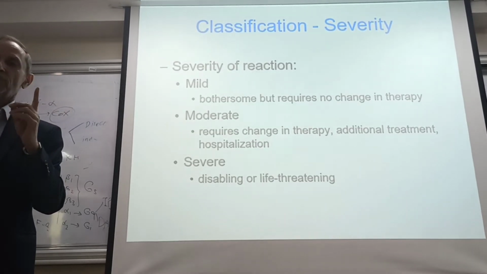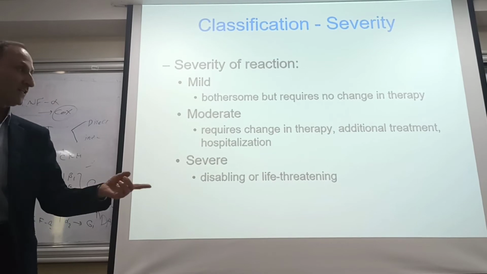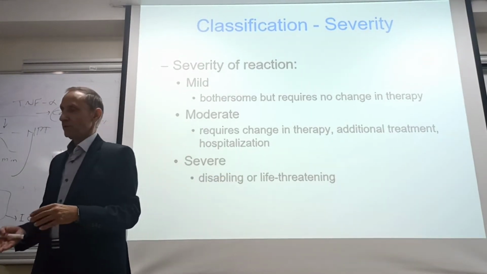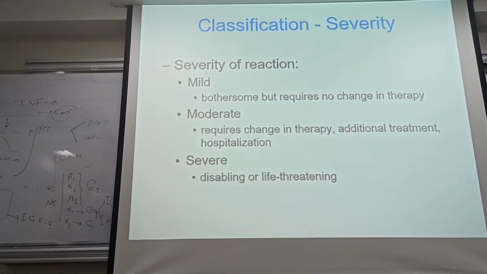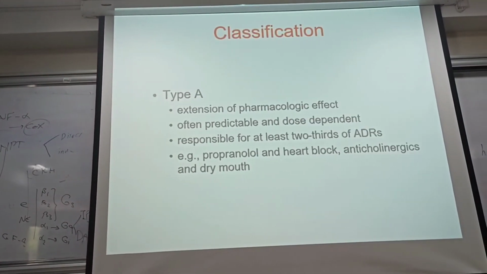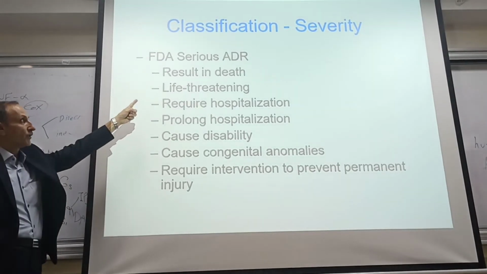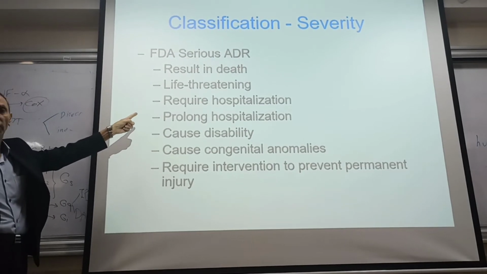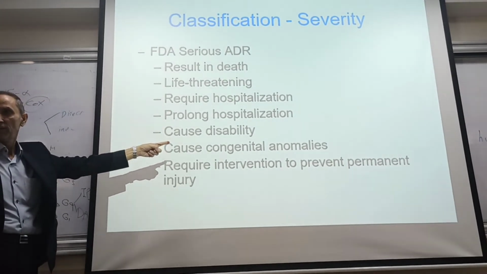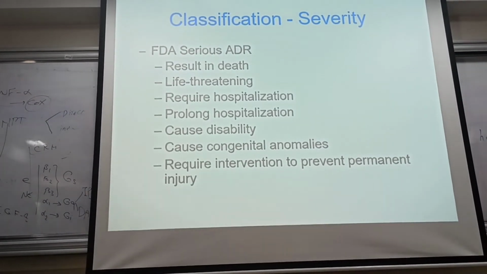1 out of 100,000 patients may experience an anaphylactic shock, but it's life-threatening and very dangerous. So, depending on the severity, we may decide for a drug how to manage it. Here you see that severe adverse effects or severe side effects are those which result in death, life-threatening, require hospitalization, prolonged hospitalization, cause disability. And these are the classification of severe adverse effects or side effects.